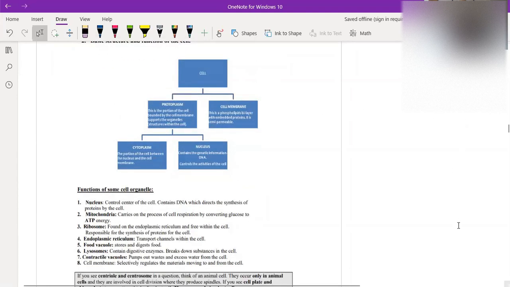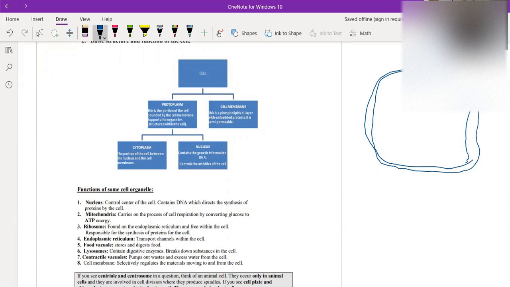I broke this down a little bit here. Now, the cell has the outer covering. Okay, so the outer covering is the cell membrane. So you have the cell membrane around it. And then if you take out the cell membrane, then you have the portion in here, which we call the protoplasm. Okay, the protoplasm is everything in here. Or if you take out a cell membrane, it's a protoplasm, the content here.